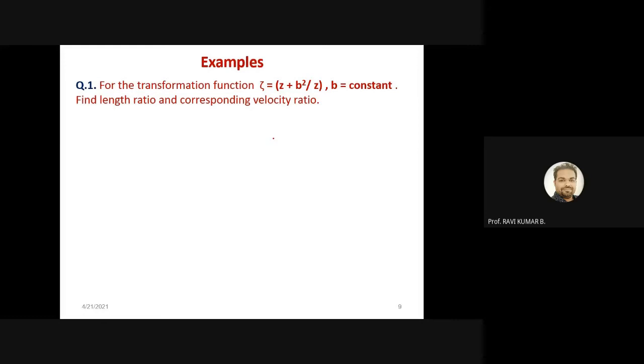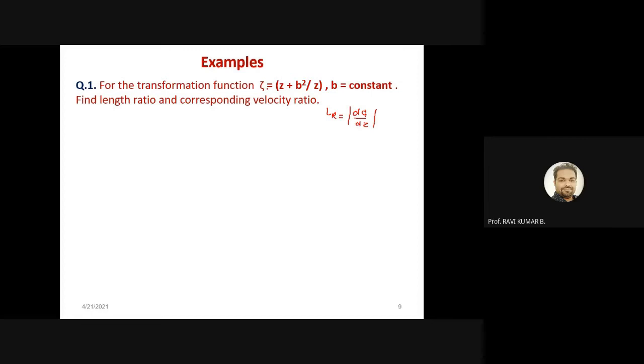So what is the length ratio? Length ratio is the ratio of length in the zeta plane divided by length in the z plane. Or in another way, we can say length ratio is equal to d zeta divided by dz, and the modulus of this you will be calculating as the length ratio. So you know the zeta, just differentiate this with respect to z and find out the modulus to find the length ratio. It's a very simple thing.